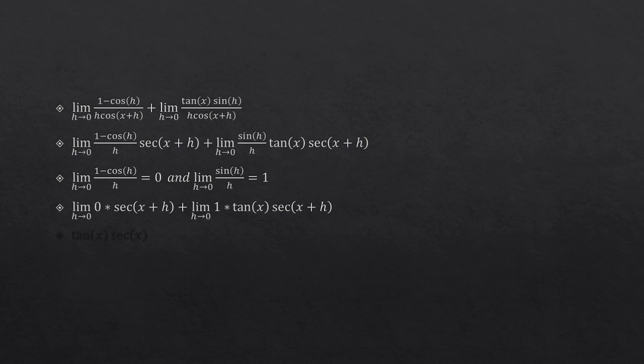So for 1 minus cosine h over h, we have 0 multiplied by the secant. Well, anything you multiply by 0 is just going to be 0, so there's no point in evaluating that limit. And then with sine of h over h, that becomes 1, so we're left with tangent x times secant of x plus h. So the only focus is on the second limit. If I plug in h equals 0, I get tangent of x times secant of x. And that is our final answer.